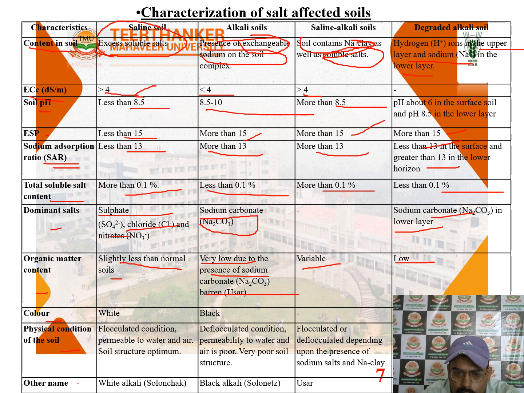The color becomes white due to the crust formation of salts on the surface soil, and black due to the oxidation of organic matter in the soil. Second is the physical condition: flocculation, the permeability of water and air, and soil structure. In deflocculated condition, sodium clay is present. In white alkali soil, it is called Solin chalk, and in black alkali soil, Usar. These are other names given to the soils.